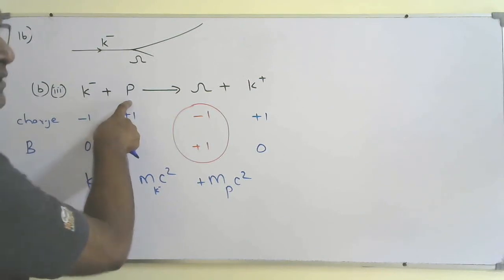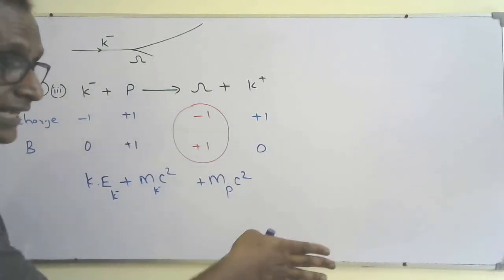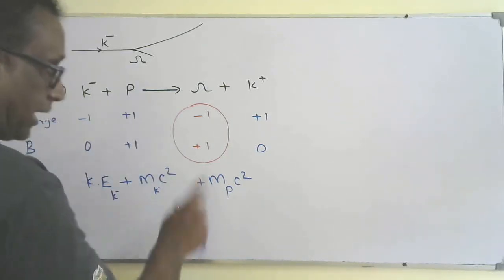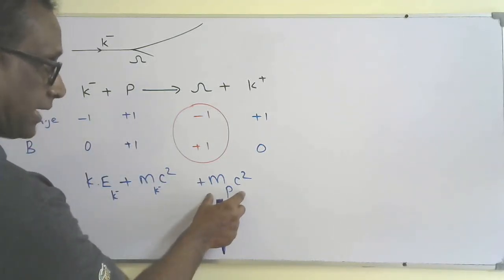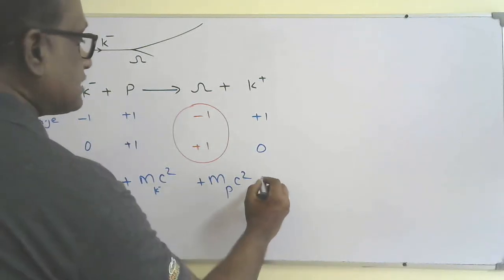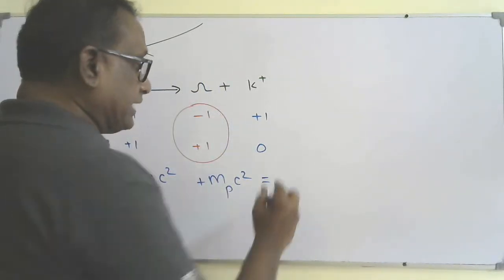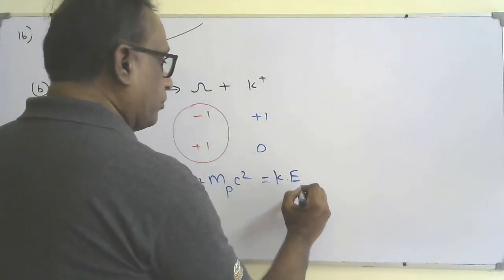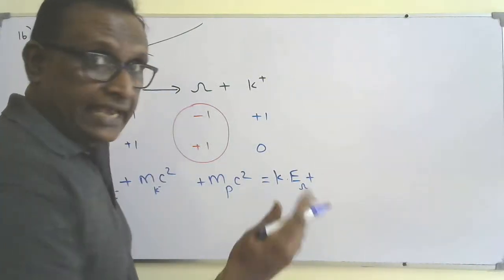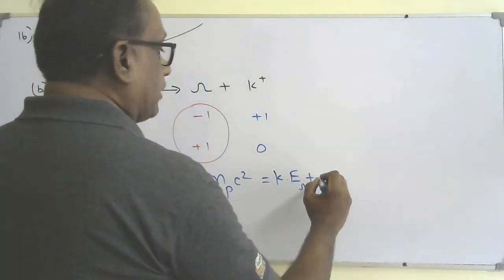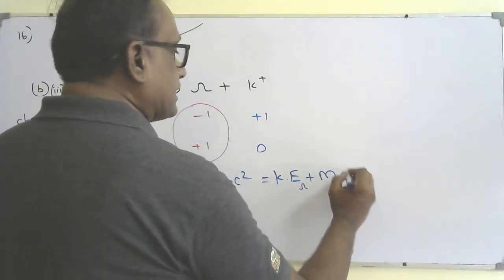The proton has no velocity, it's at rest, so it has no kinetic energy, but its equivalent energy of rest mass is m_p c squared. This must be equal to the following: now omega is in motion, so it has kinetic energy of omega. In the same way, it has mass, so it should have the equivalent energy of mass, m_omega c squared.